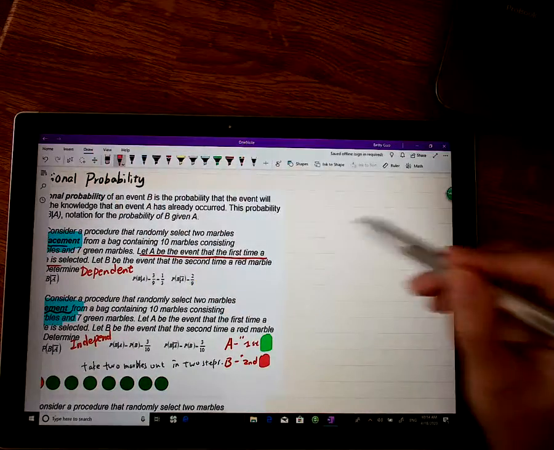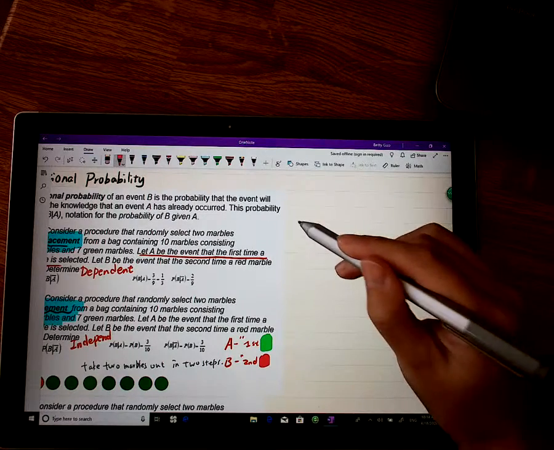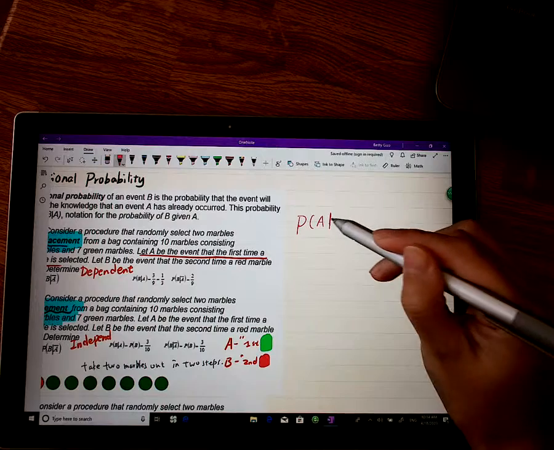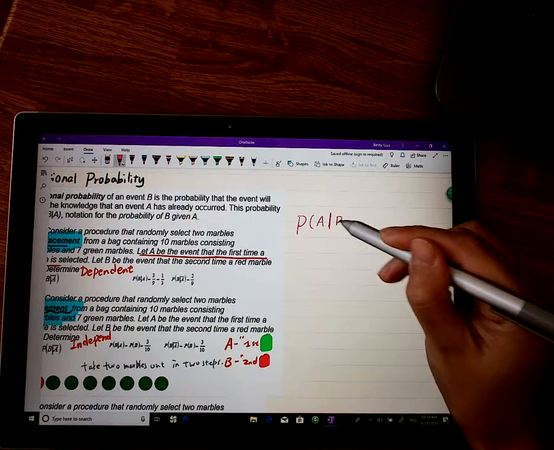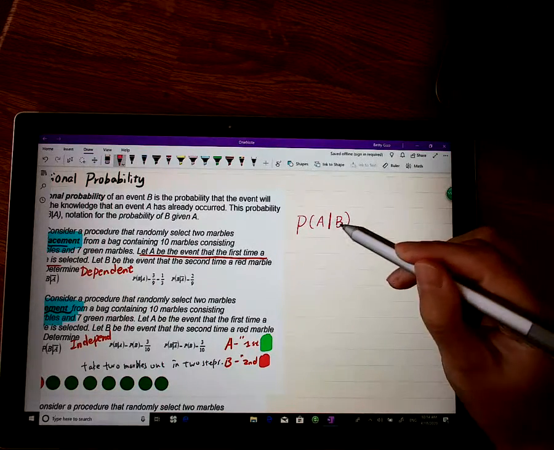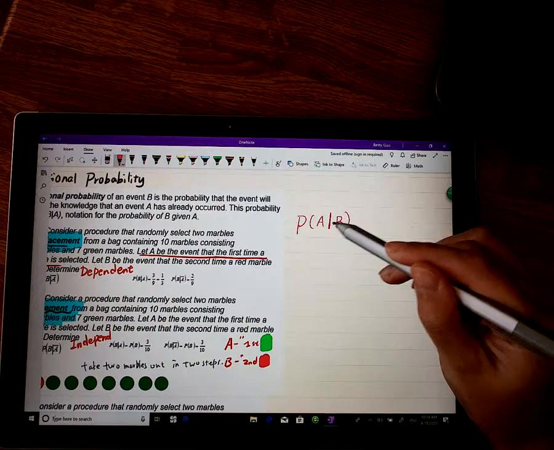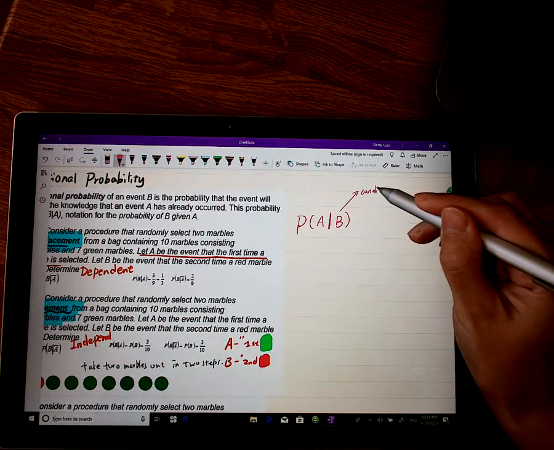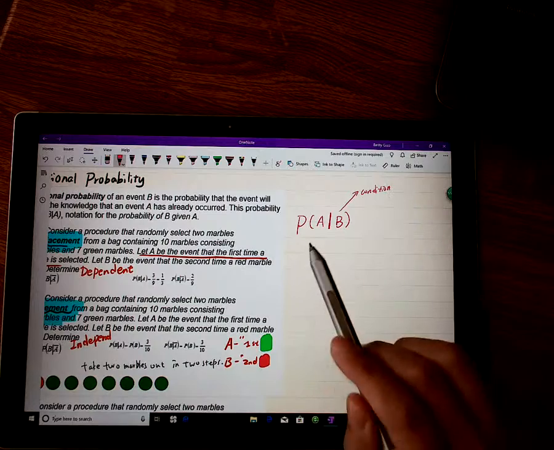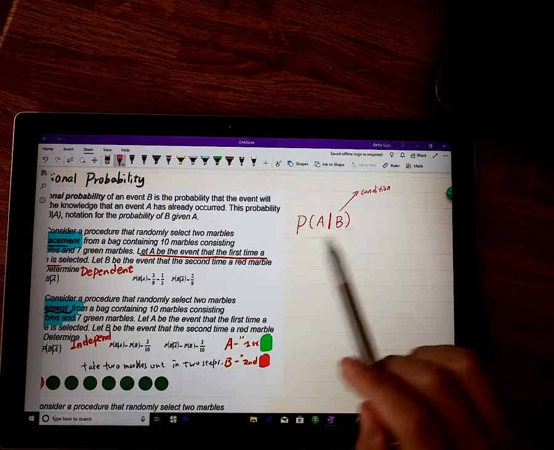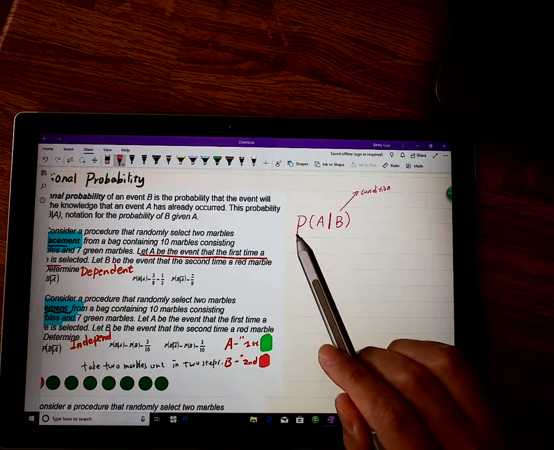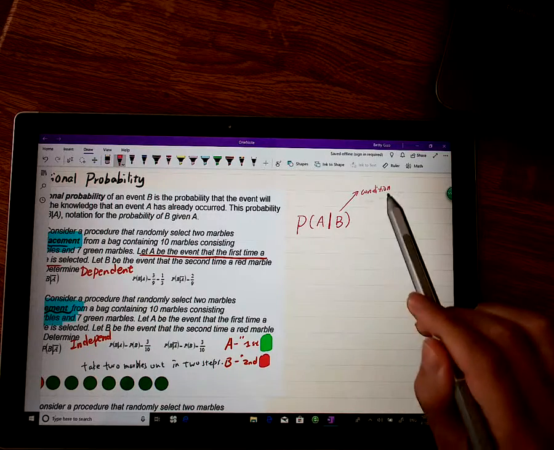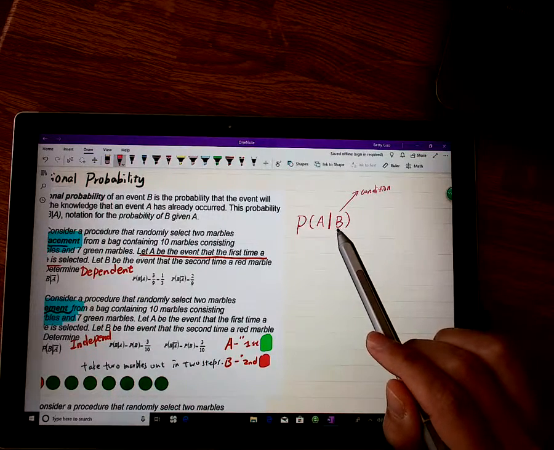Conditional probability. Let me explain the notation first. This is a short vertical bar. The event behind the bar, to the right of the bar, that's the condition. So the probability of A given B means the probability of A occurring under the condition that B has already occurred.